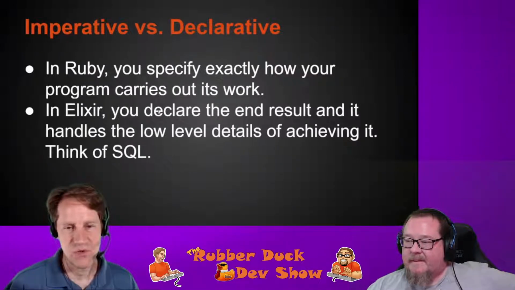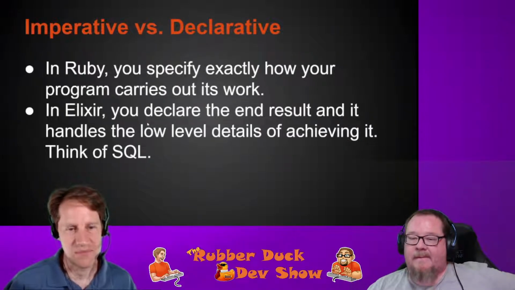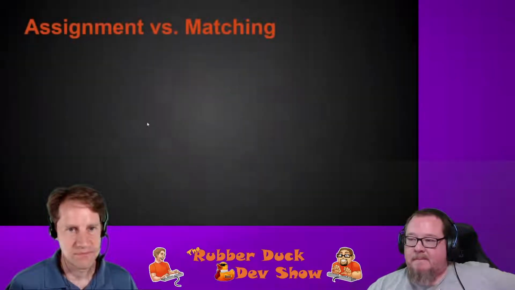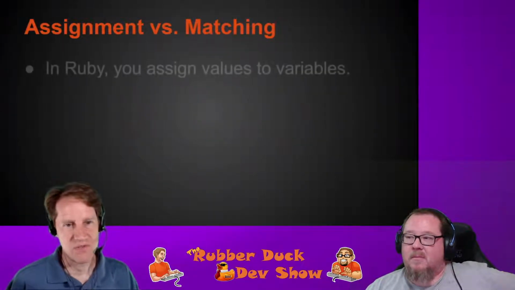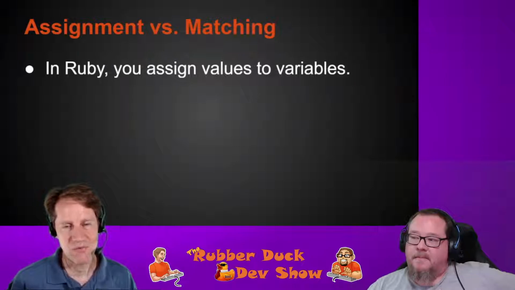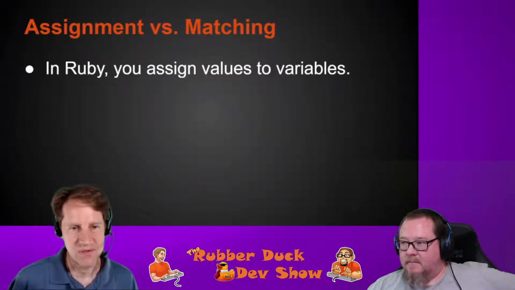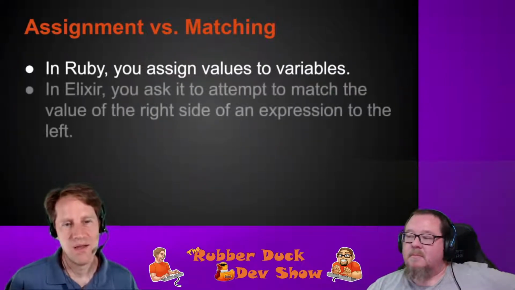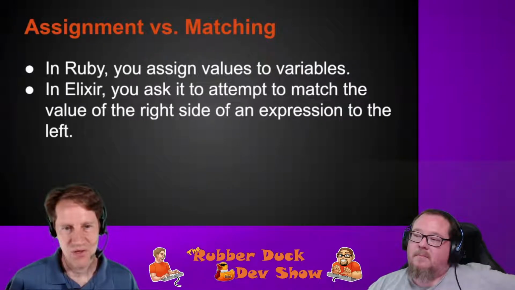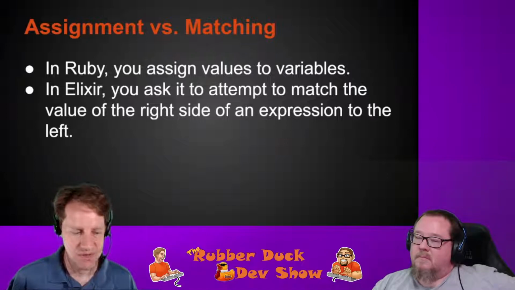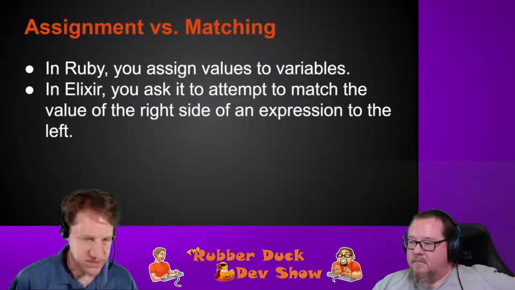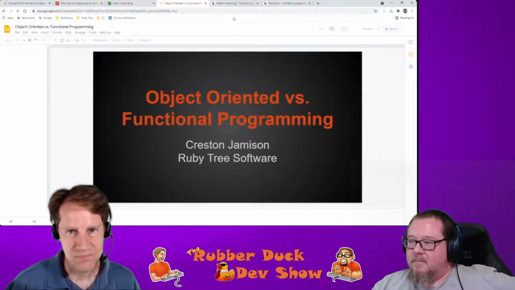So maybe you use more maps to iterate over something. But all right, so this was talking about assignment versus matching. So in Ruby, you assign values to variables, x equals 1. Well, in Elixir, you ask it to attempt to match the value of the right side of an expression to the left. So it's more like the concept of mathematics.